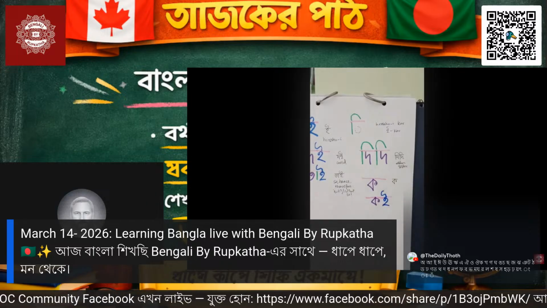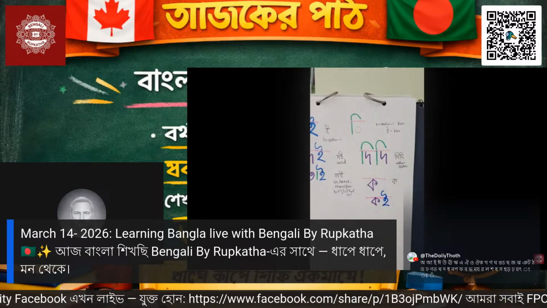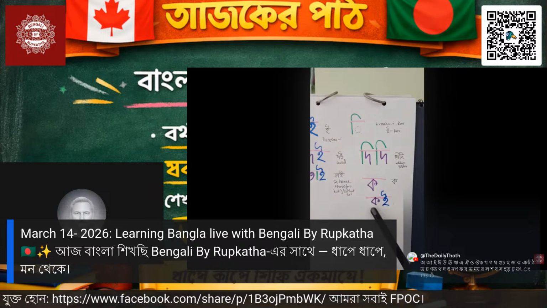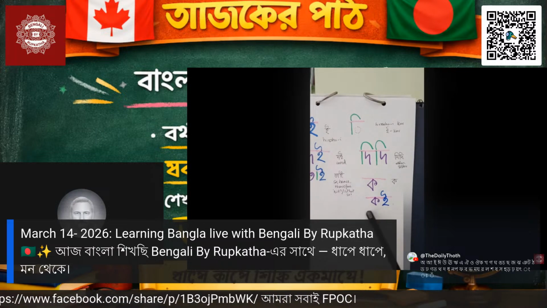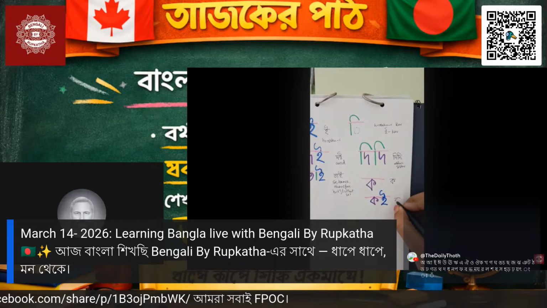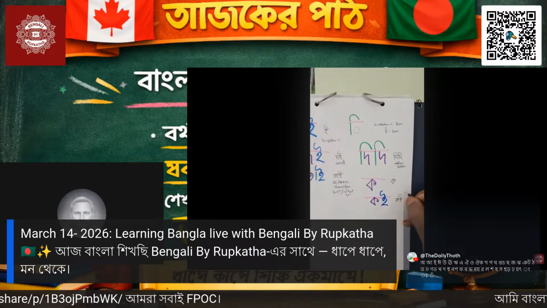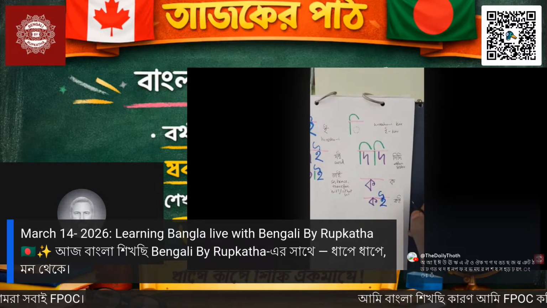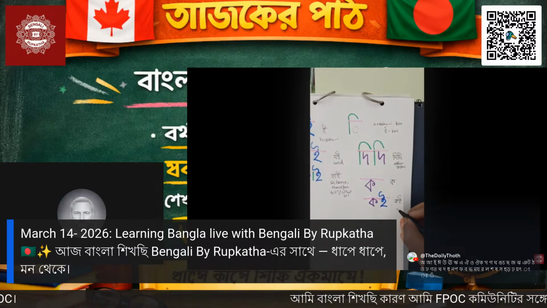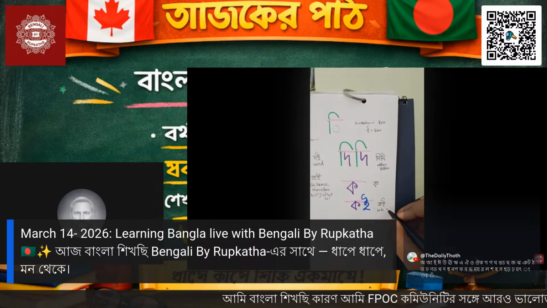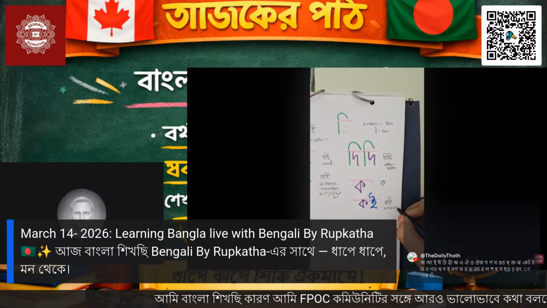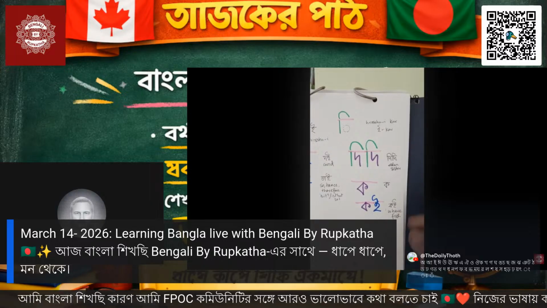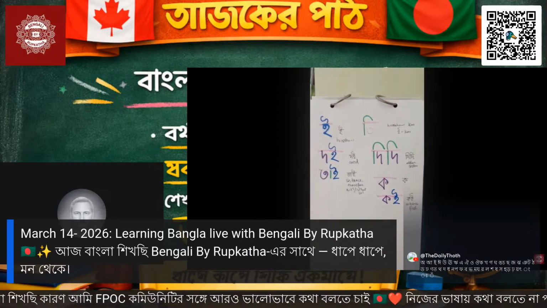What do you think this is? How do you read it? Ko, E, koi. This is read as koi. This is how you write it with a pen. And it has two meanings. It is one word for where, and it is also a type of fish, koi mach. So that's a type of fish.